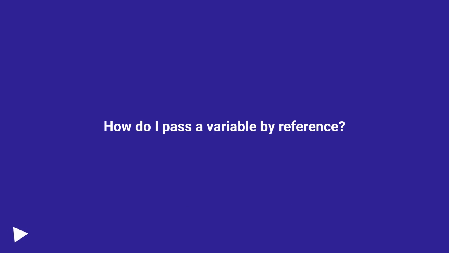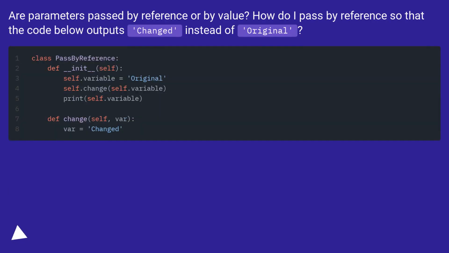How do I pass a variable by reference? Are parameters passed by reference or by value? How do I pass by reference so that the code below outputs changed instead of original?